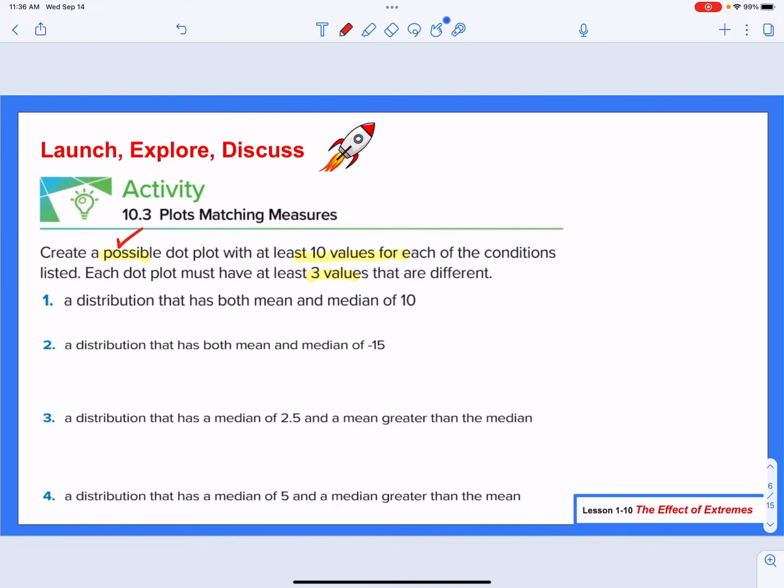So the idea here, the first one, is to create a distribution that has both a mean and a median of 10. So I want to have 10 values. I want the middle value to be at 10. So I'm going to make my dot plot at least have the number 10 on it.